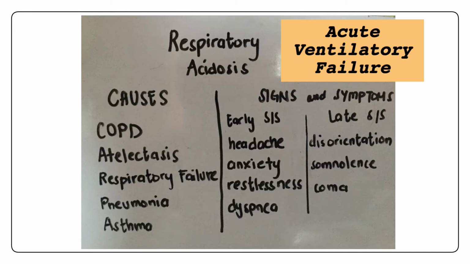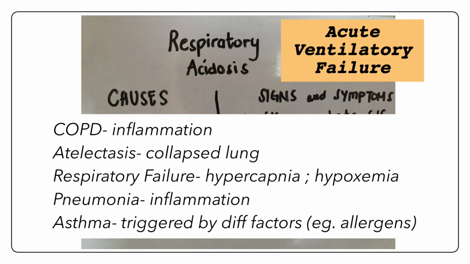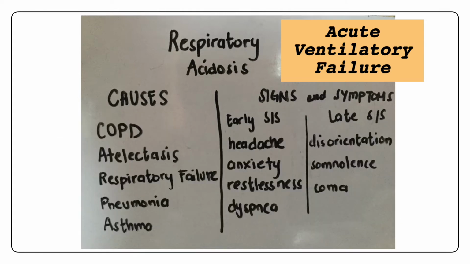And why is that so? Let's look at the causes. We have COPD, atelectasis, respiratory failure, pneumonia, and asthma. These diseases target the airways and the alveoli, which then makes it hard for the lungs to have proper ventilation and perfusion, thus the CO2 is retained. Now what could be the signs and symptoms the patient manifests? In the early signs and symptoms, the patient may experience headache, anxiety, restlessness, and difficulty of breathing. It is because the exchanging of the gases, the carbon dioxide and the oxygen, is not achieved.